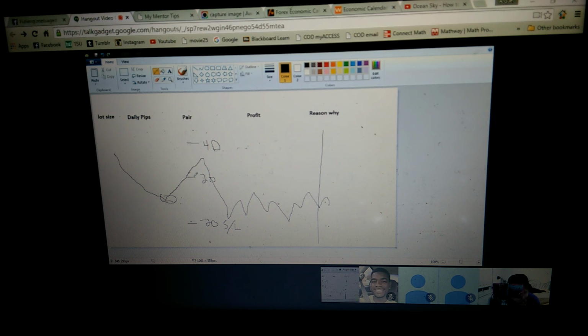So the idea is to minimize that by reducing the amount of pips you're trying to catch, but increasing your lot size. If you have a 1 cent lot and you're trying to catch 40 pips, I would just have a 2 cent lot and try to catch 20 pips. Same difference. They both equal the same amount of money. So that's the idea. Okay, I got a question.